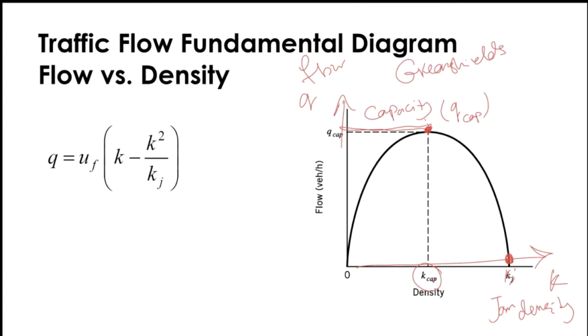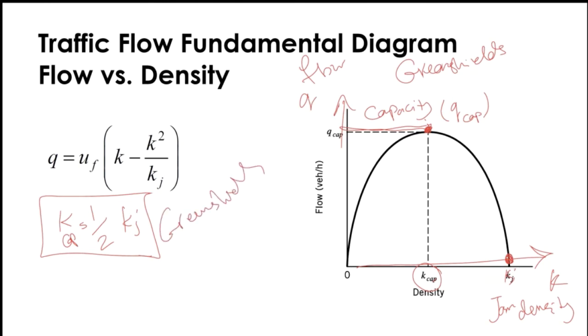And one of the interesting and nice properties of Greenshields model that makes it a bit more attractive is that the density at capacity is actually equal to half of Kj. This relationship, this property that K of capacity, density of capacity is always half of the jam density, only holds for Greenshields model, okay? So if we are using another model, this wouldn't apply, okay? So K cap is equal to half of Kj.